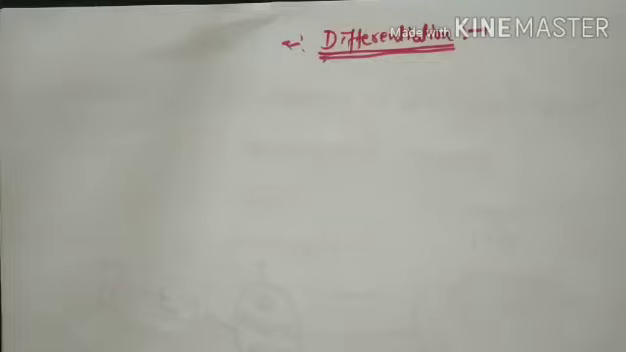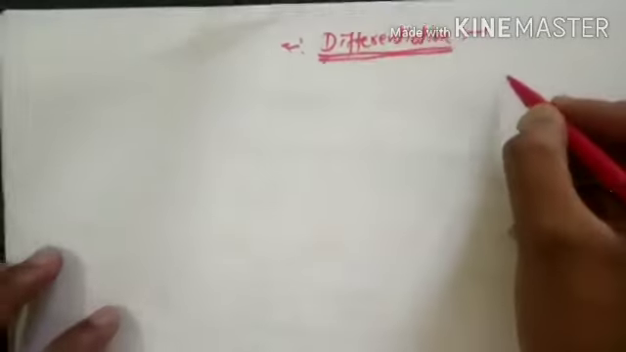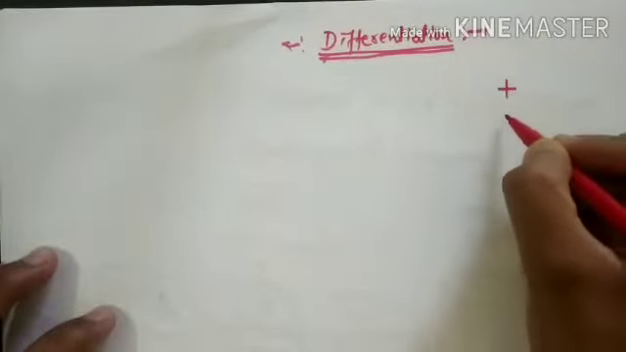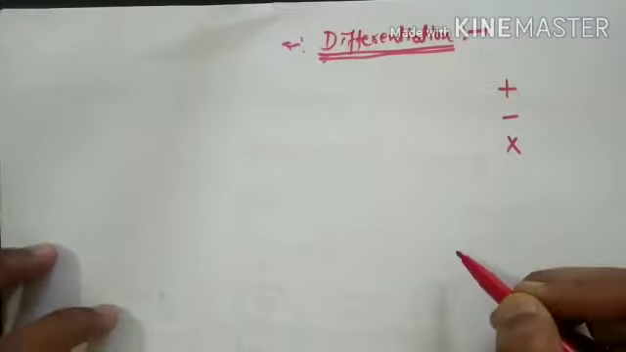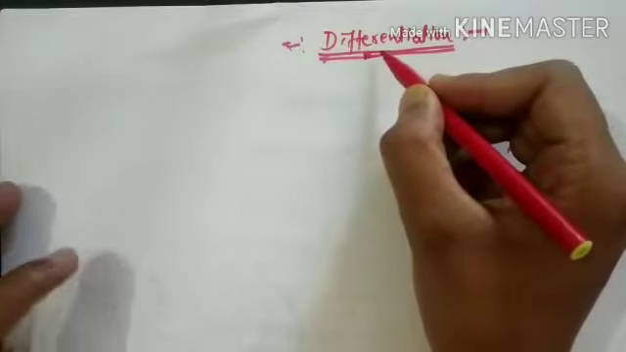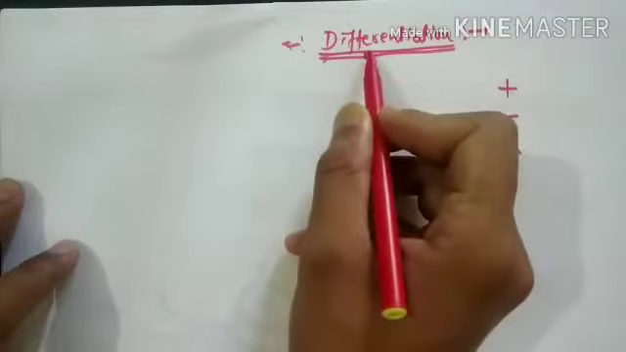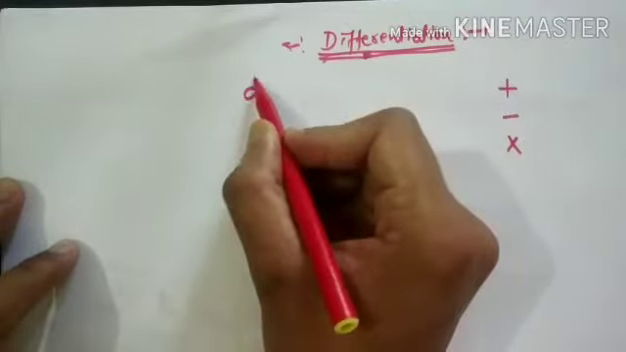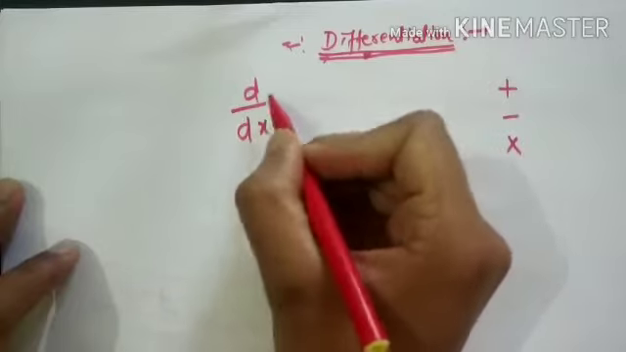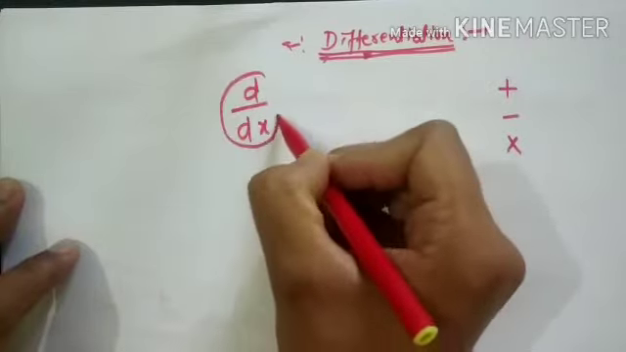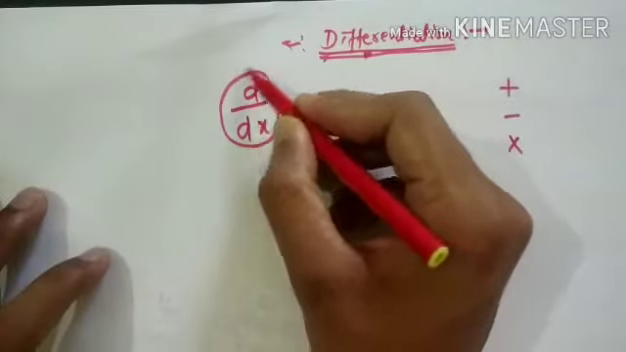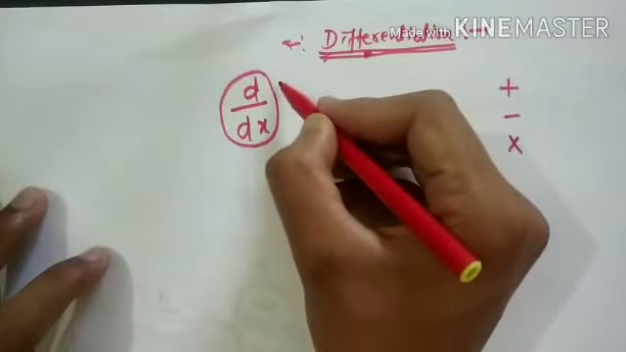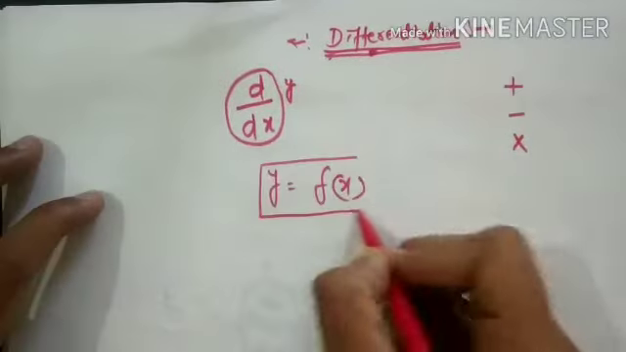As we know, in mathematics each and every operation is represented by a sign, like addition is represented by this, subtraction is represented by this, and multiplication is represented by this. Similarly, differentiation is also a mathematical operation. That's why it must be represented by a sign, that is d over dx. Somewhere if it is written, that means we have to differentiate. This operation is meaningless until a mathematical function is given.